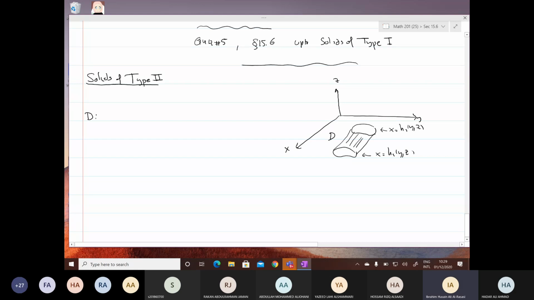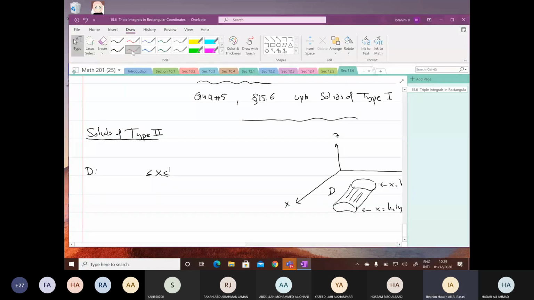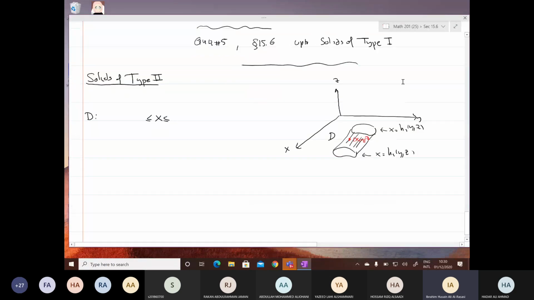For solids of type 1, since it is parallel to the z-axis, I had to start describing it first with respect to z. What are the limits of z? Here it is parallel to the x-axis, so I start describing x. What are the limits of x? If you understand what we did with type 1, what do you think? If you take any point here, x, y, z, what are the limits of x? Can you make a guess? From what to what? From h1 to h2.